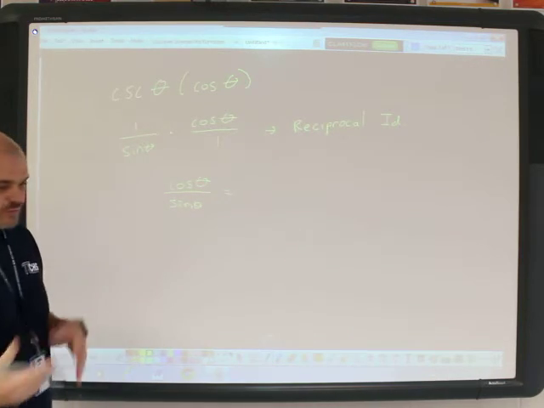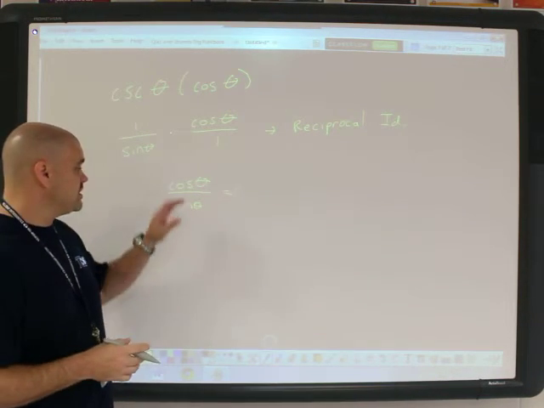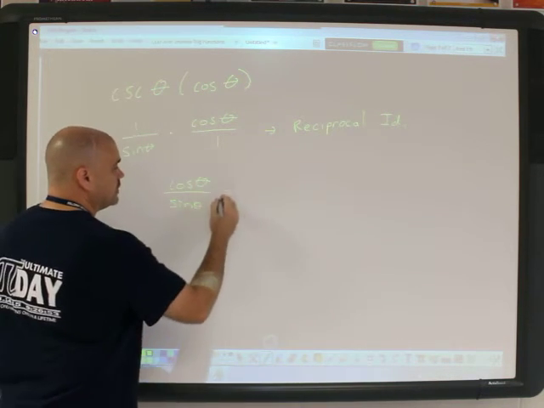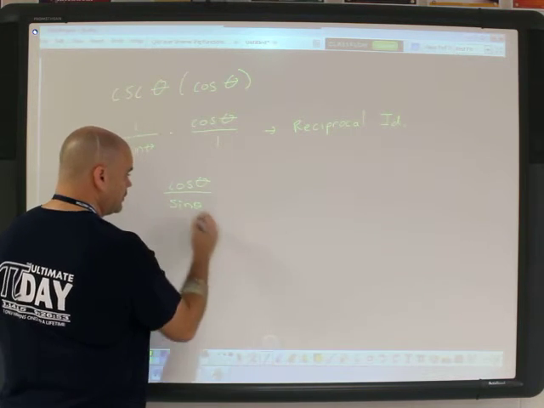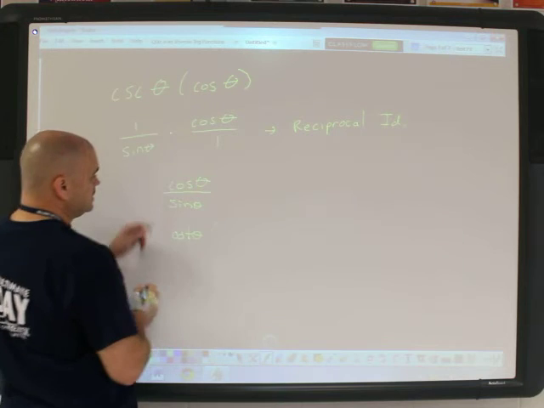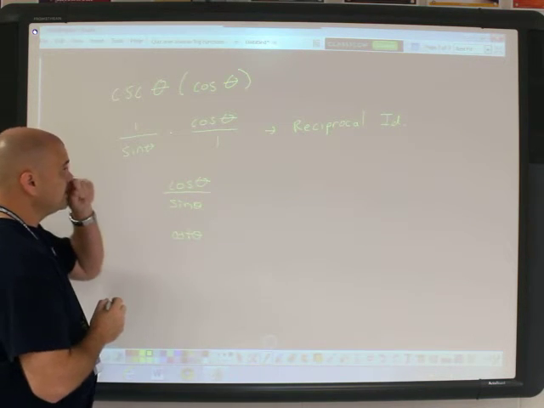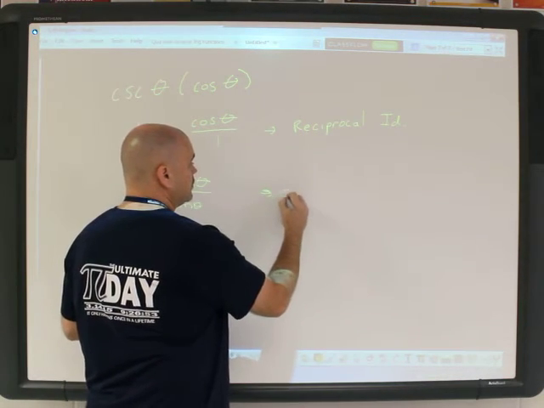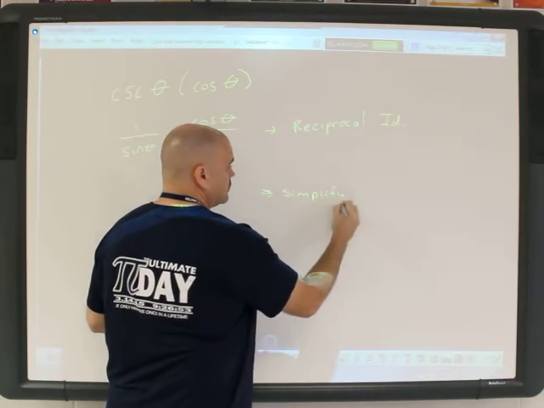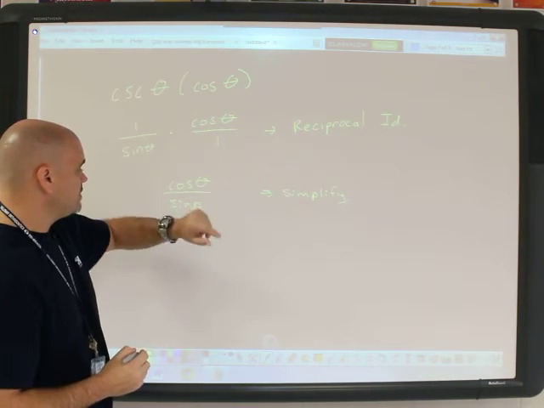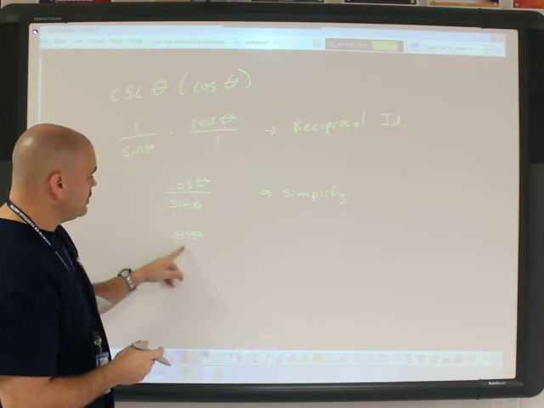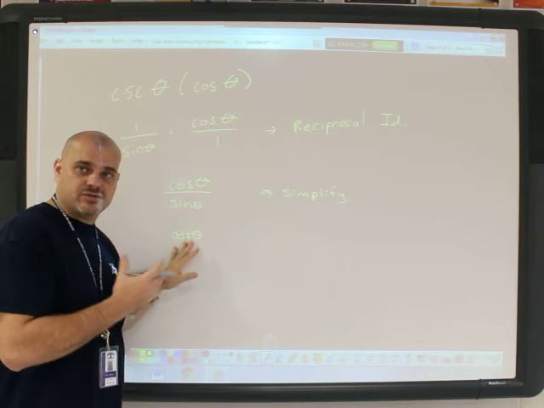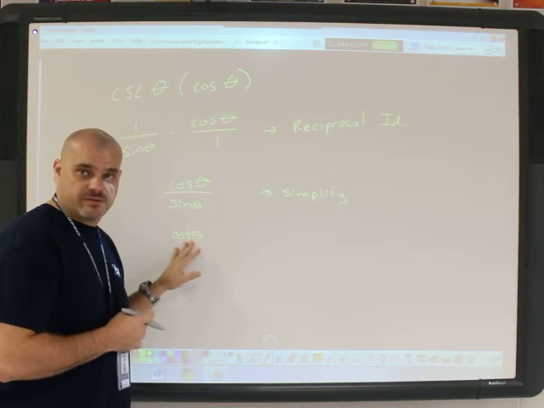Now, if we remember just from a few slides back, we said that cosine over sine is the same thing as cotangent. So what we know now is that the cotangent of theta is the same thing as cosine divided by sine. You can see here how we used these identities, and here we just simplified by multiplying numerator times numerator, denominator times denominator. So when we started with cosecant of theta times cosine of theta, we simplified all the way down using identities and simple math to cotangent of theta.